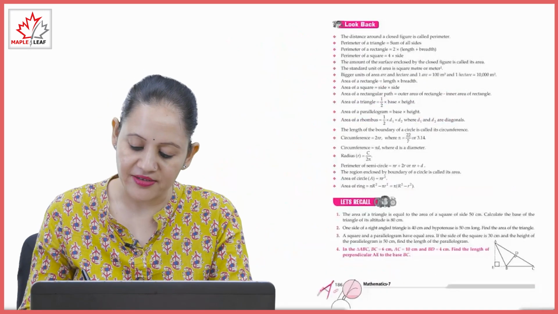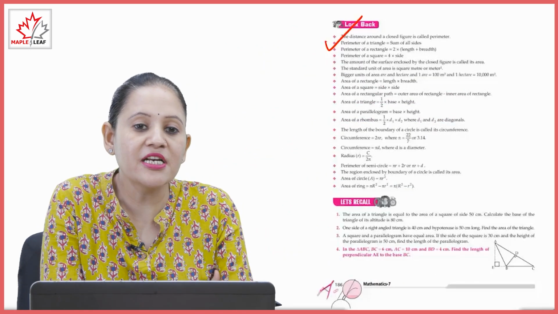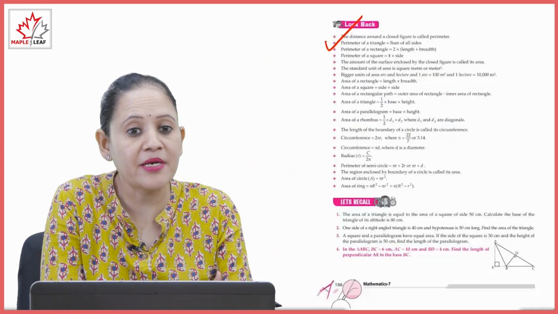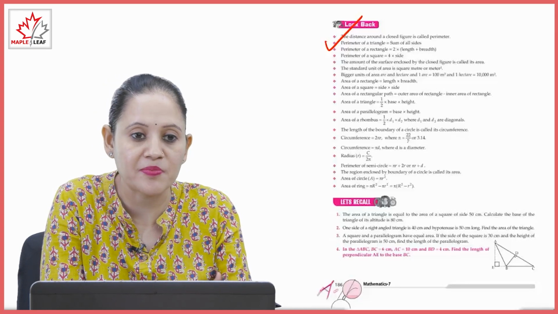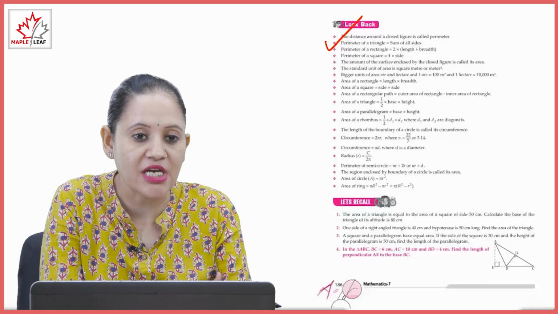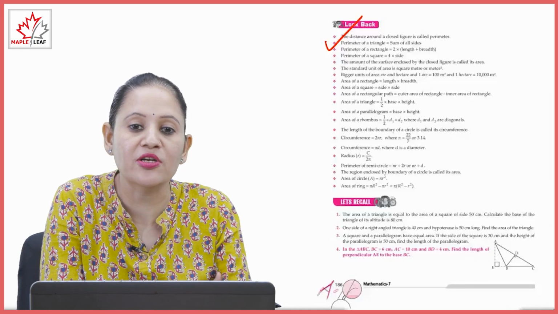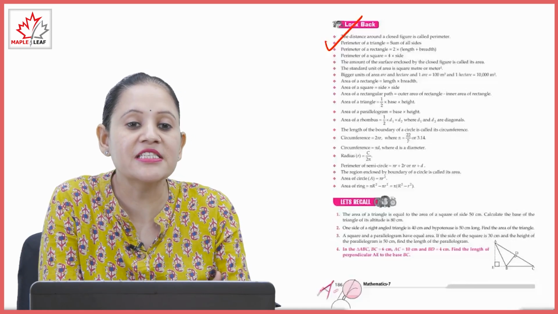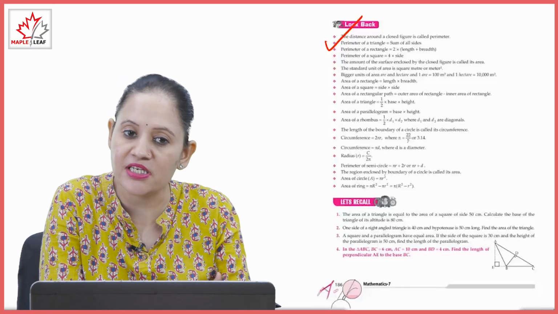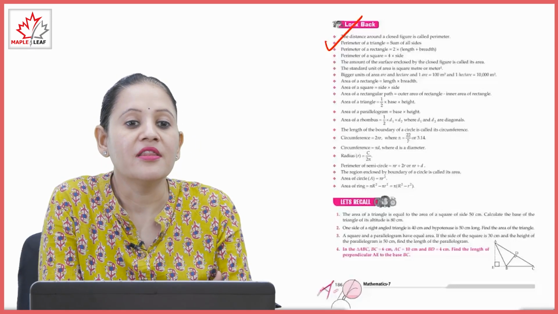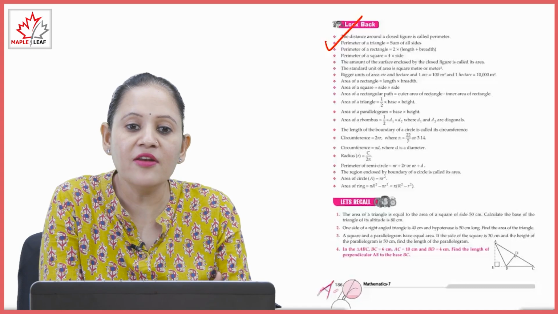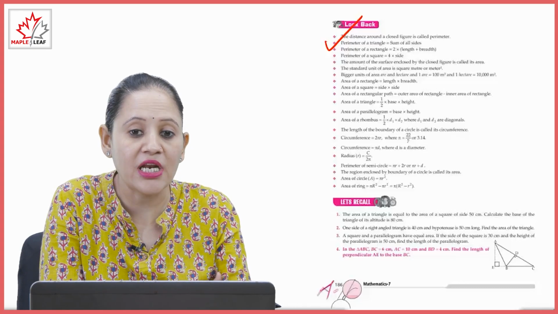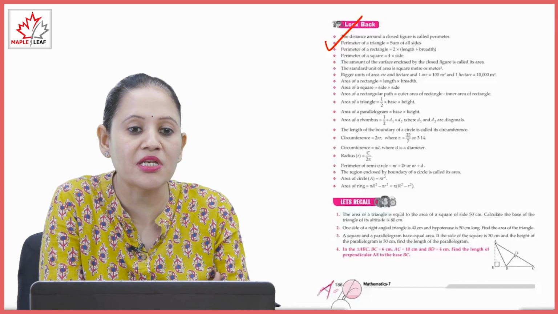Next is look back. The distance around the closed figure is called the perimeter. The perimeter of triangle is equal to the sum of all sides. Perimeter of rectangle is 2 into length plus breadth. Perimeter of square is 4 into side. The amount of surface enclosed by the closed figure is called the area. The standard unit of area is the square meter. The bigger unit of the area is hectare. 1 are equals 100 meter square and 1 hectare is equals to 10,000 meter square.